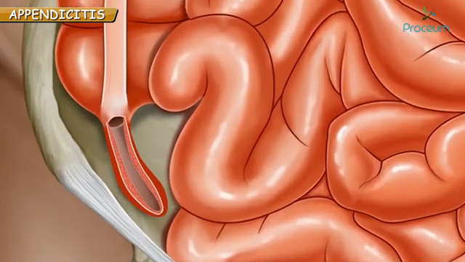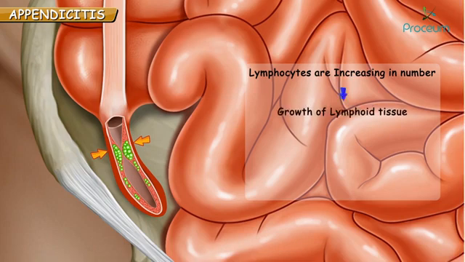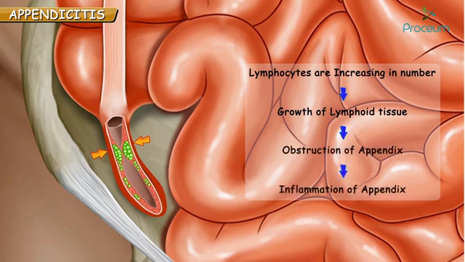Lymphoid tissue is a dense collection of lymphocytes. The lymphoid tissue grows with age. In the appendix, they reach their maximum size in adolescence. Now that's normal physiology. Sometimes when there is hyperplasia of lymphocytes, lymphoid tissue outgrows, which may lead to obstruction of the appendix. So, lymphocytes are increasing in number, which in turn leads to growth of lymphoid tissue and finally leads to obstruction of the appendix and makes it inflamed.